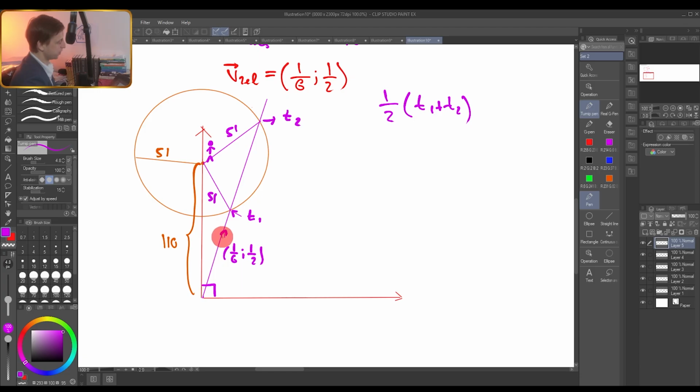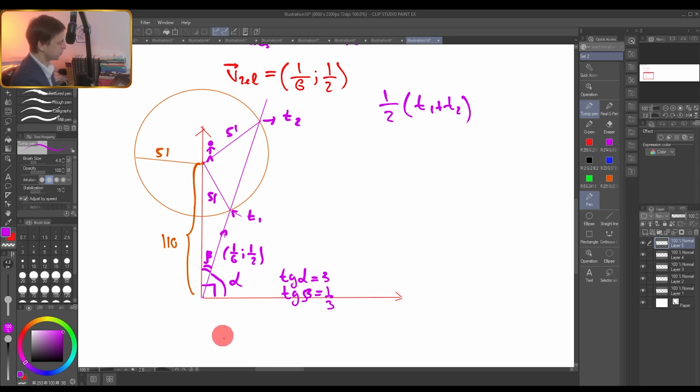If alpha is the angle of inclination for this vector, 1 over 6, 1 over 2, this angle has a tangent of 1 over 2 divided by 1 over 6. It's the y component of the vector divided by the x component. It's 3. The tangent of this angle, let me mark it as alpha. So tangent of alpha equals 3. This other angle, beta, complements angle alpha to 90 degrees. And therefore, their tangents are reciprocal numbers. And therefore, tangent beta is 1 over 3.